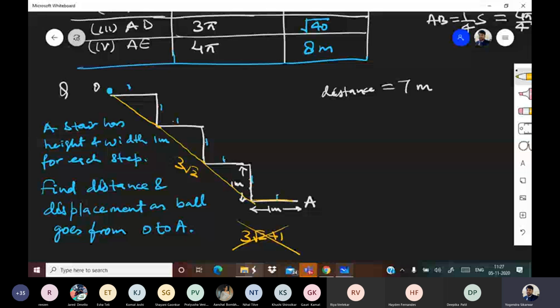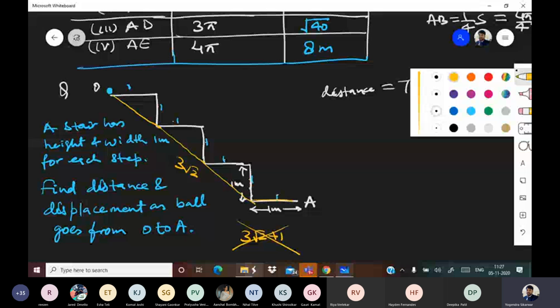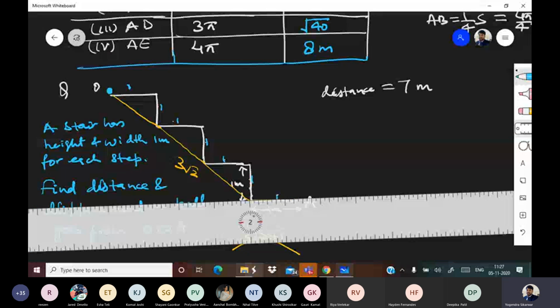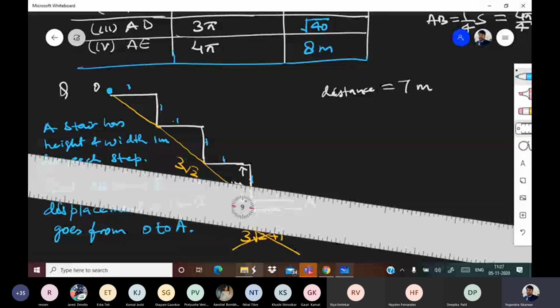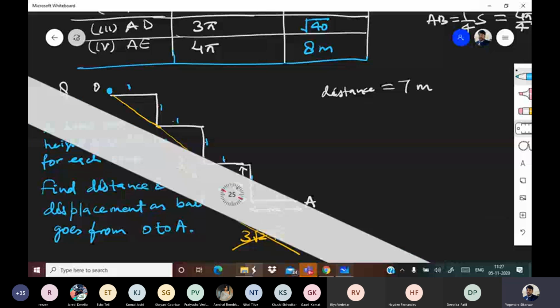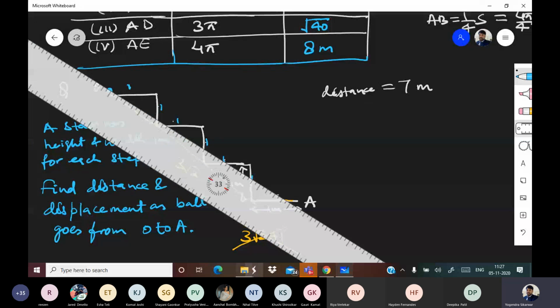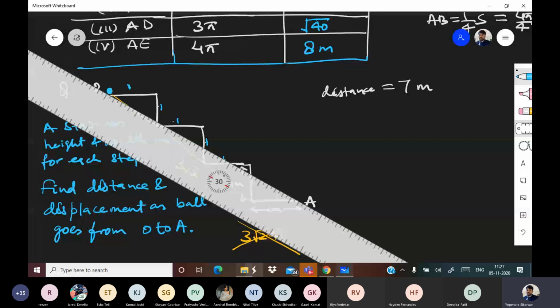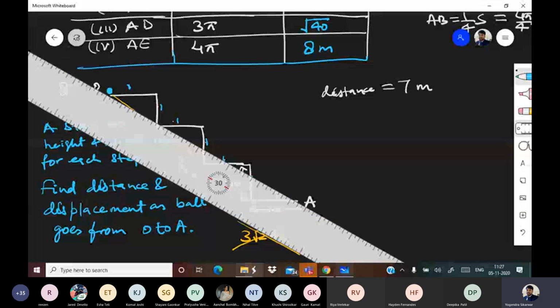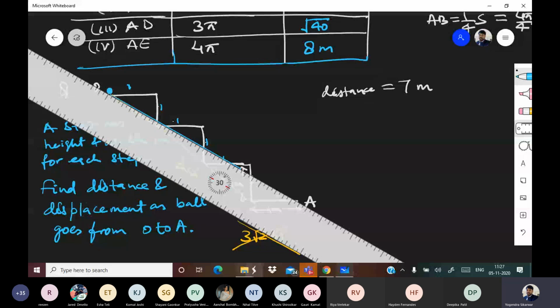Because displacement is not calculated like this. Displacement is calculated by joining the initial point and final point with a straight line. Now, how to find the actual value of that? For that, we have to understand what is happening.